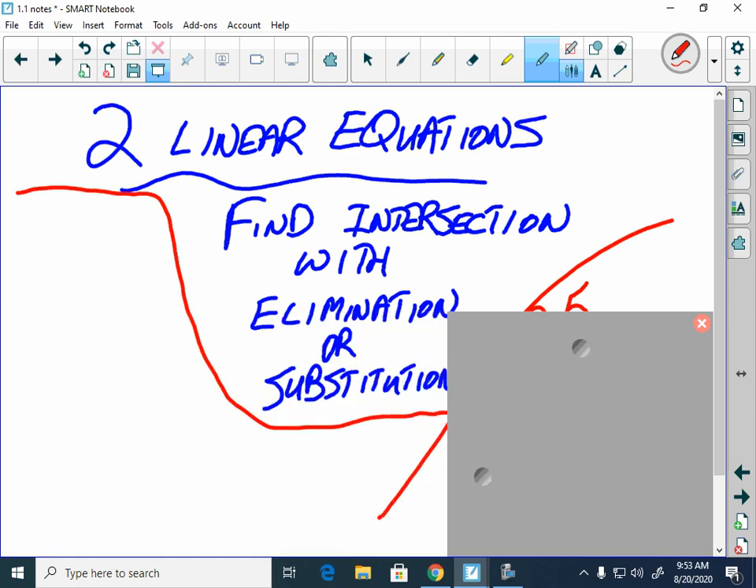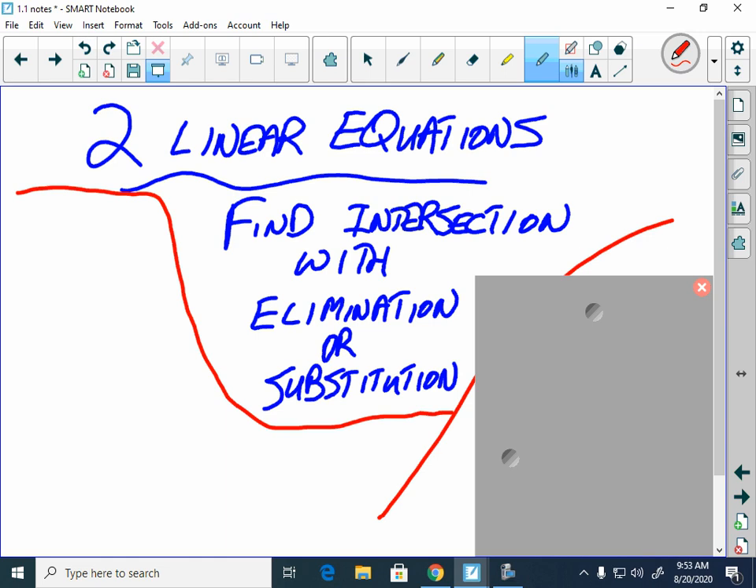Hey, do you remember the elimination method and the substitution method enough? Because it's been 5 months, well, 4.5 months, to find the intersection with elimination or substitution. Do you remember which one's more fun? Which one brings you more joy? Elimination or substitution? There's only one right answer.